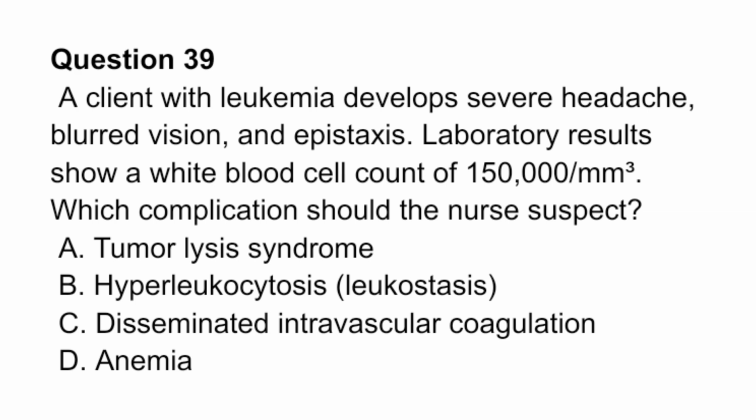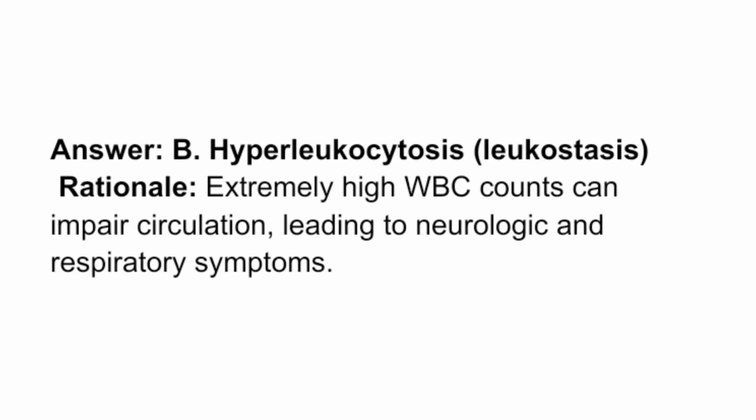Question 39. A client with leukemia develops severe headache, blurred vision, and epistaxis. Laboratory results show a white blood cell count of 150,000 per millimeter cubed. Which complication should the nurse suspect? A. Tumor lysis syndrome. B. Hyperleukocytosis or leukostasis. C. Disseminated intravascular coagulation. D. Anemia. Answer. B. Hyperleukocytosis, leukostasis. Rationale. Extremely high WBC counts can impair circulation, leading to neurological and respiratory symptoms.